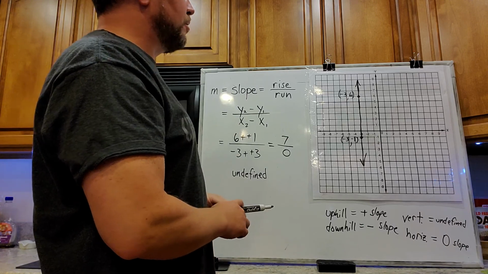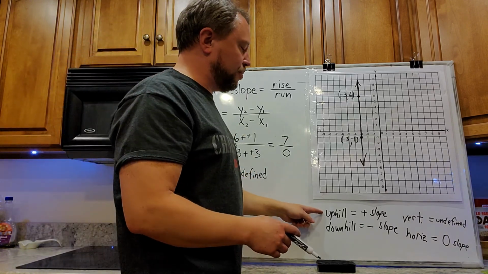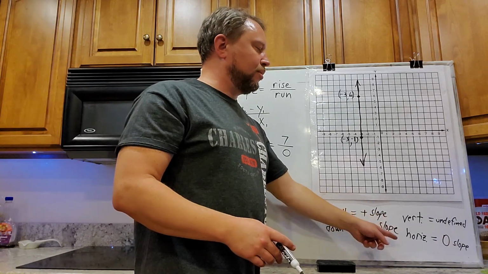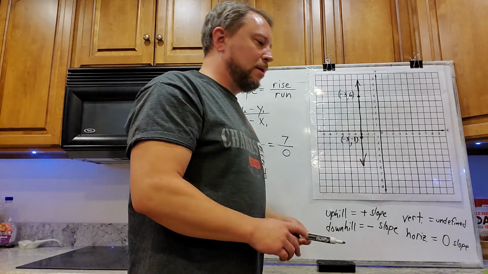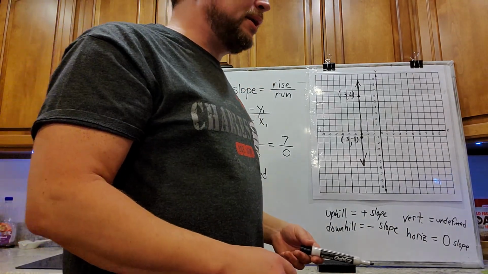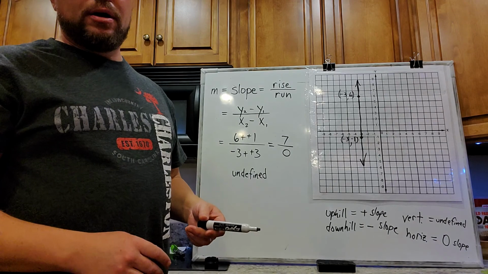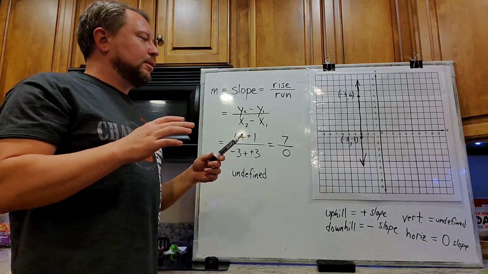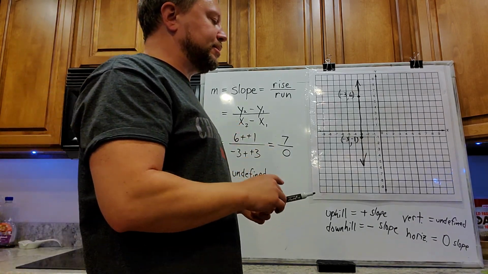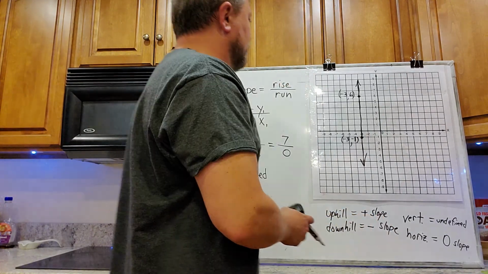All right, so that covers our 4 types of lines. There's uphill, downhill, vertical, and horizontal. Next, I want to take a look at parallel lines, because this lesson does involve parallel lines.